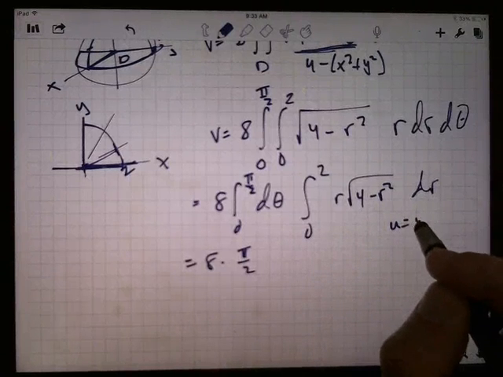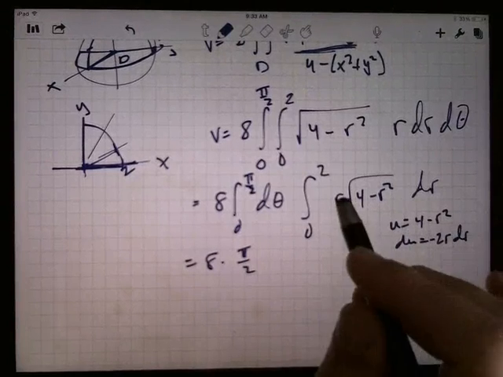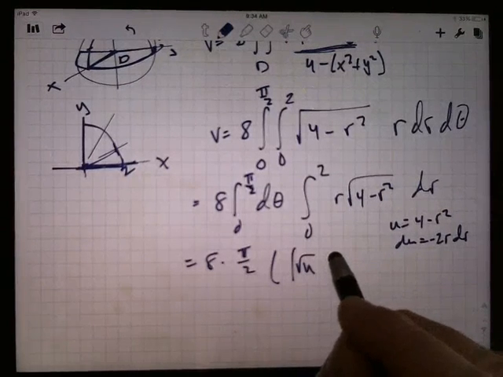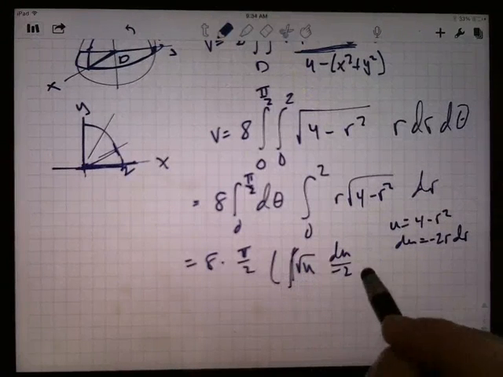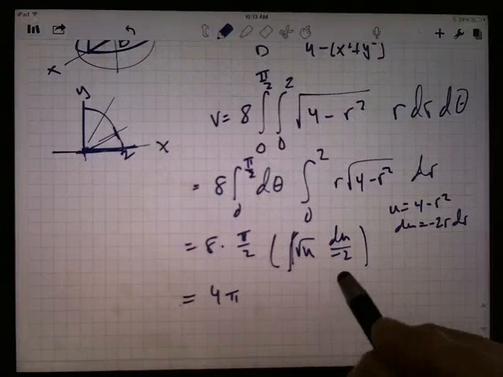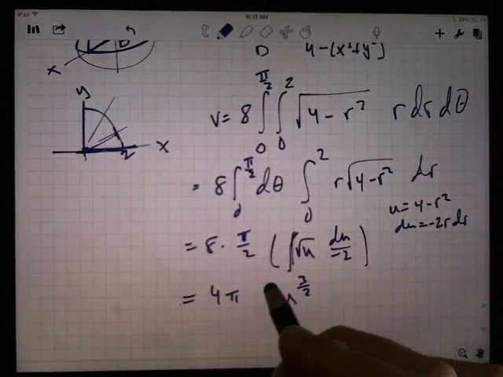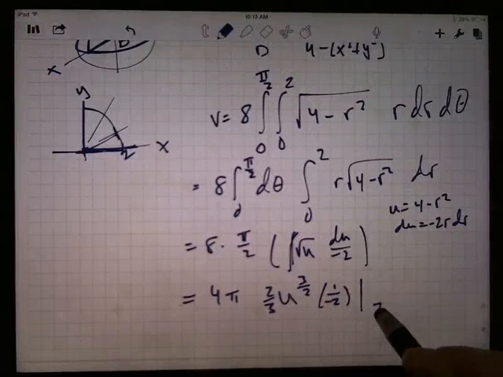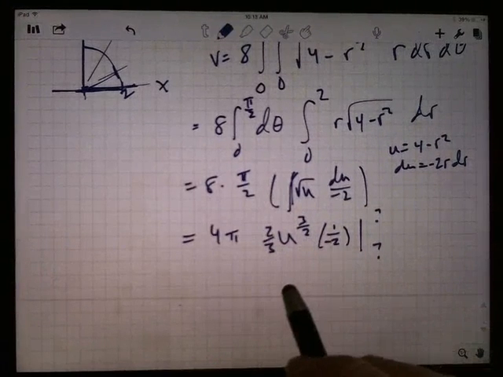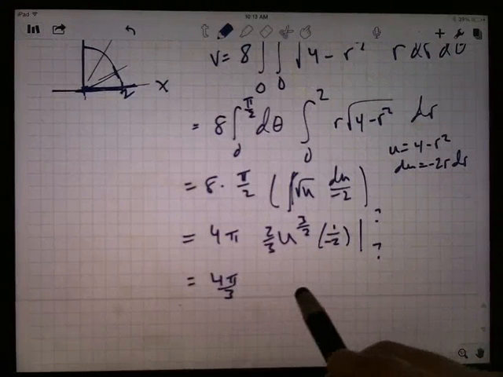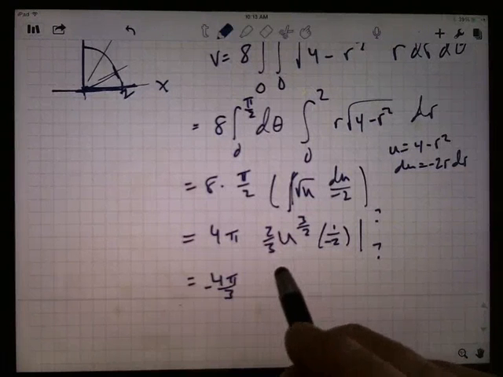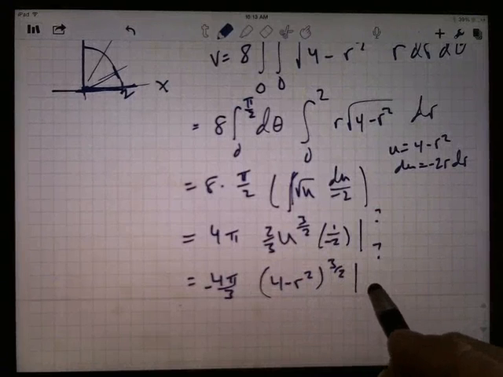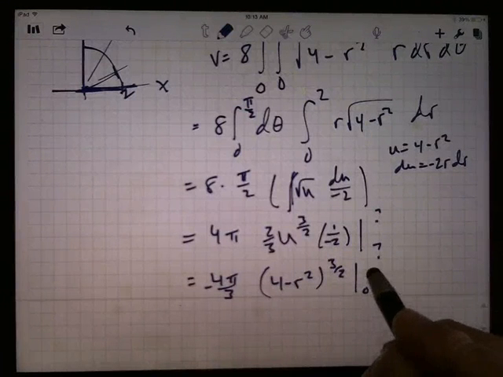And this one is a u substitution with u equals 4 minus r squared. Du is minus 2r dr. I've got the r dr, so I'm going to integrate the square root of u times du over negative 2. So we've got 4 pi times a u to the 3/2 times 2/3. I still have this times 1 over negative 2, and evaluate between somewhere and somewhere else. The 2's cancel out. I've got a negative 4 pi over 3, and then u, which is 4 minus r squared to the 3/2 power, evaluated between 0 and 2.